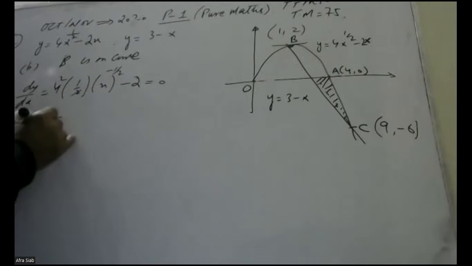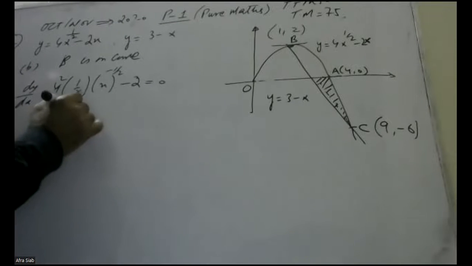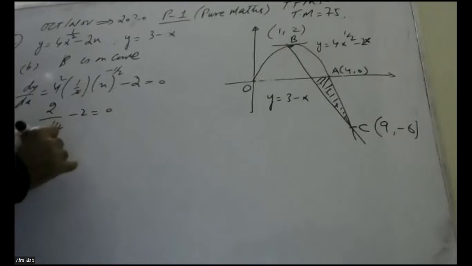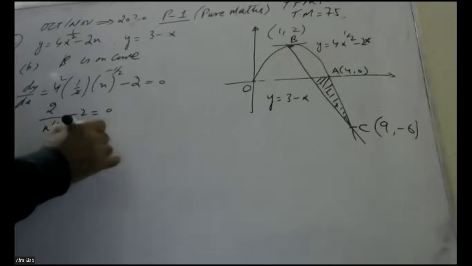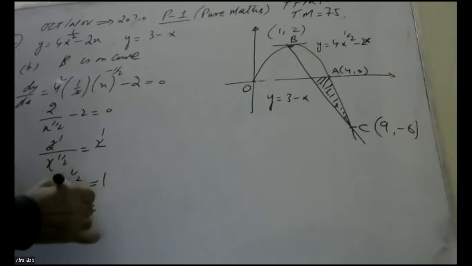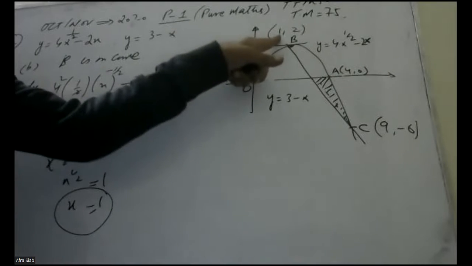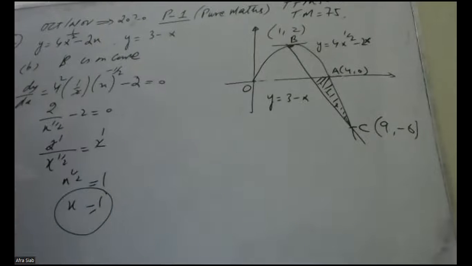So it should be equal to 2 over x^(1/2) minus 2 equals 0, or 2 over x^(1/2) is equal to 2, or x^(1/2) is equal to 1, or x is equal to 1 by taking the square of both sides. So this x is 1 by the gradient, and it is also 1 by the calculation in the previous part. So B is going to lie on this curve.